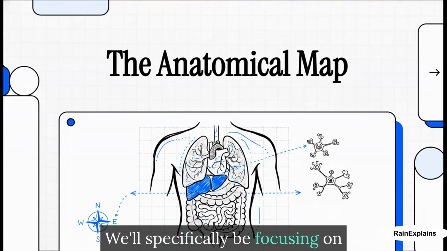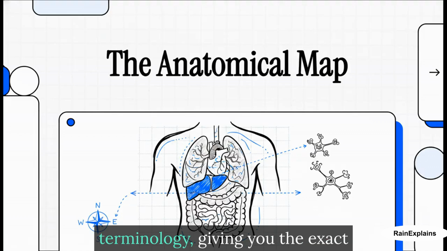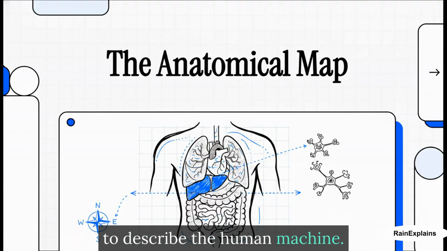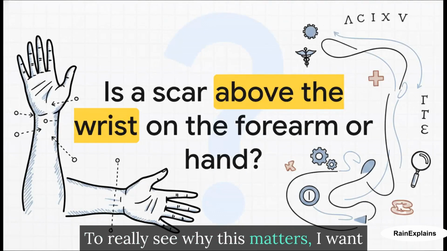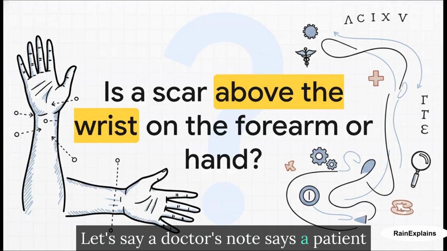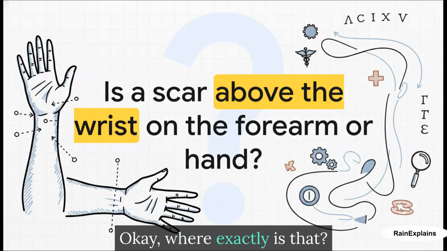We'll specifically be focusing on directional terms within the much larger context of standard medical terminology, giving you the exact, precise language healthcare pros use to describe the human machine. To really see why this matters, I want you to consider a specific question. Let's say a doctor's note says a patient has a scar above the wrist. Okay, where exactly is that?